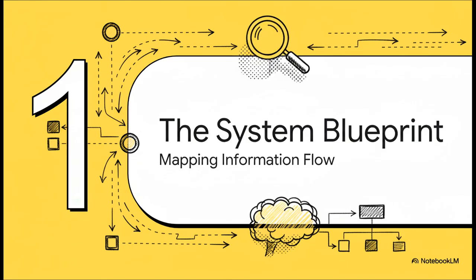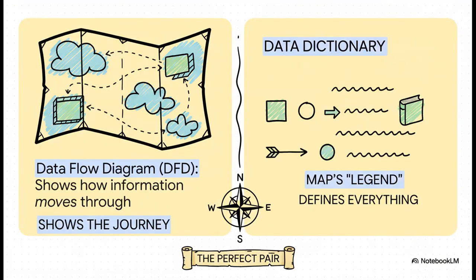First things first, the system blueprint. I mean, it's simple, right? Before you can fix or build anything, you've got to understand how it works. You need a map, a clear map that shows exactly how information is moving around. And any good map needs two key things, right? The map itself and a legend that tells you what all the symbols mean.